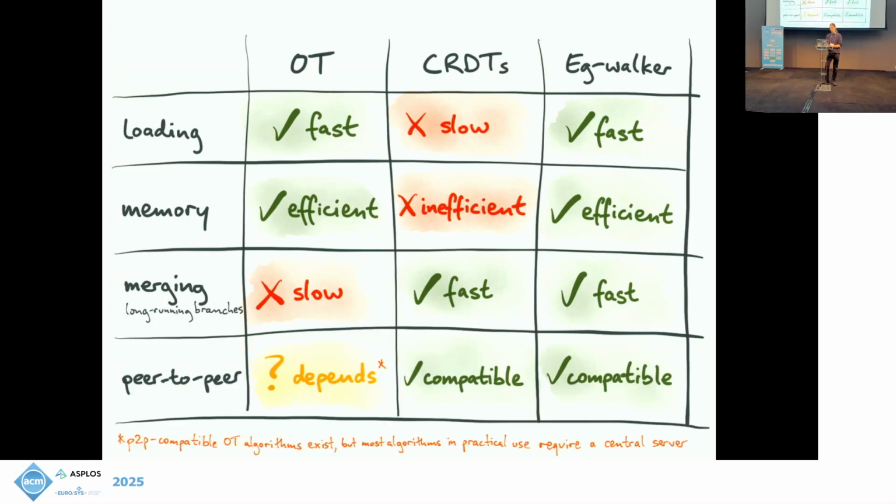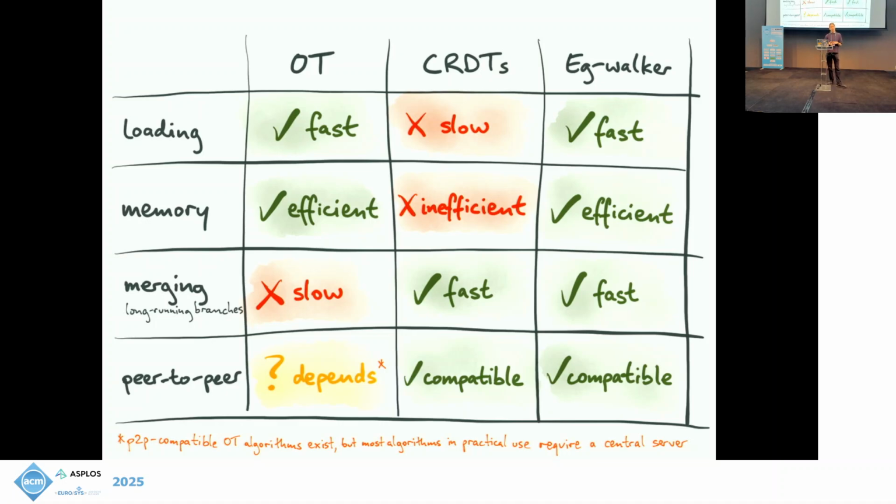And the last criterion on which I want to compare them is whether these algorithms are decentralized or require a central server. So in the case of CRDTs and Egg-Walker, they are decentralized. So it means you can run them over a peer-to-peer network if you want. You don't have to. You can use a central server if you want. You can use a federation of multiple servers if you want. It just doesn't matter what sort of network topology you want to use.